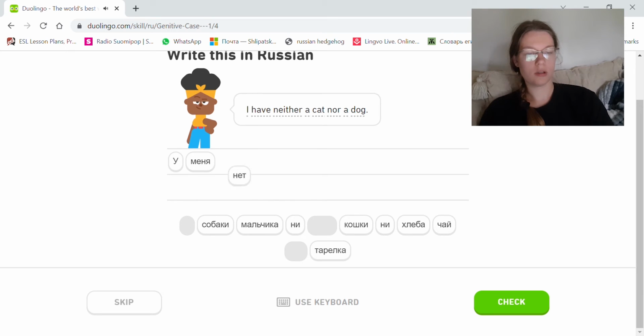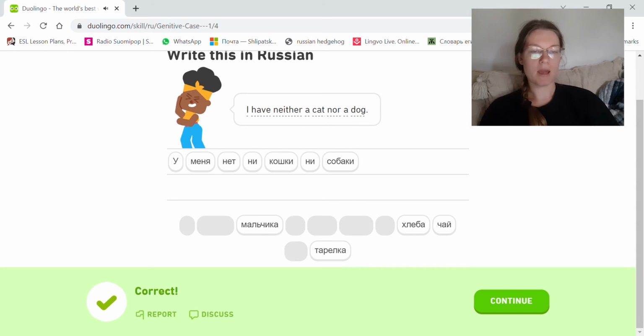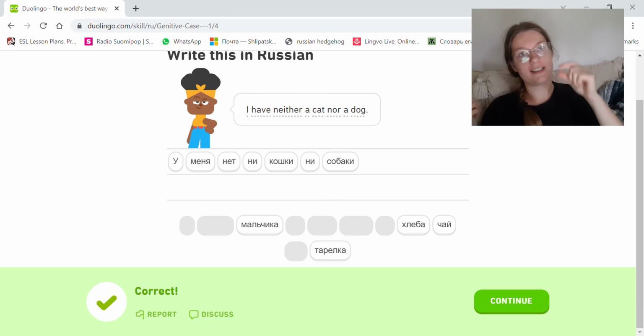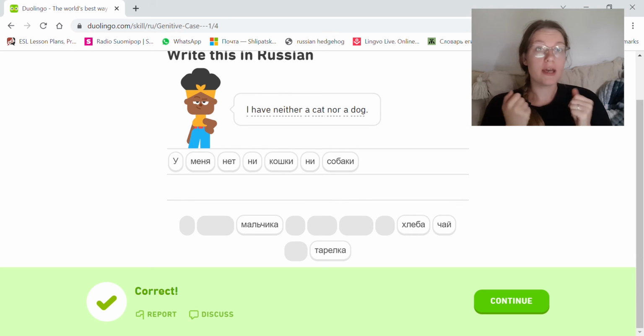У меня нет ни кошки, ни собаки. Remember these useful constructions, neither nor. In Russian, it would be ni, and absolutely necessary after the negation. In English, we don't have the double negation. It's only I have neither nor. But in Russian, it would be нет, ни. And after these ni particles, we put the nouns into the genitive case.